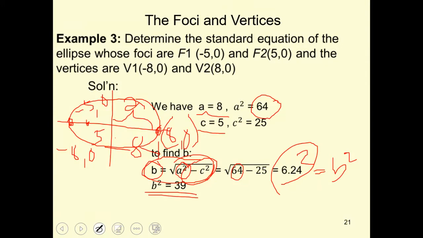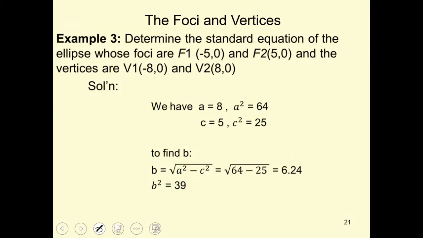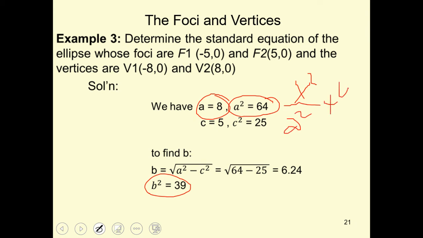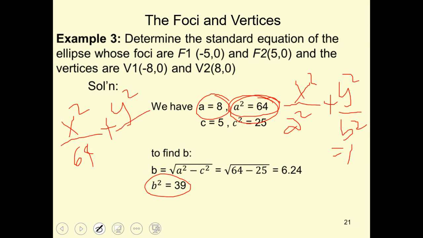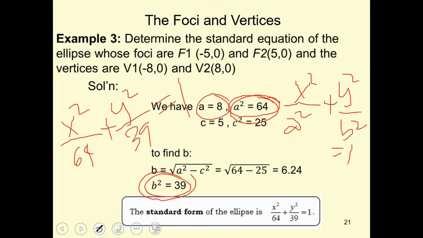Now we have B squared and A squared, so we can do it. We know the ellipse is horizontal, with the center at the origin, so we use x squared over A squared plus y squared over B squared is equal to 1. What is A squared? 64. So x squared over 64 plus y squared over 39 is equal to 1. So it's easy, class. We get the standard form if given are the foci and vertices.